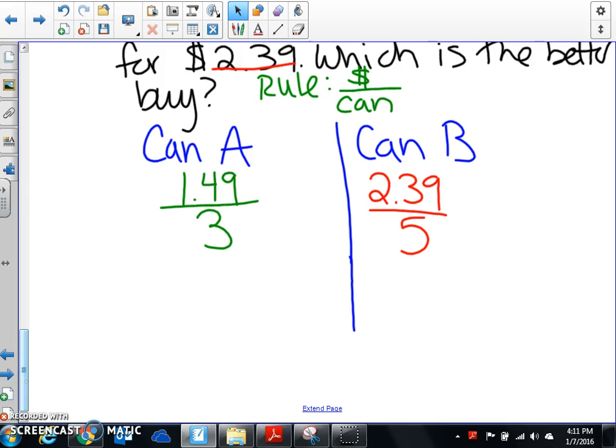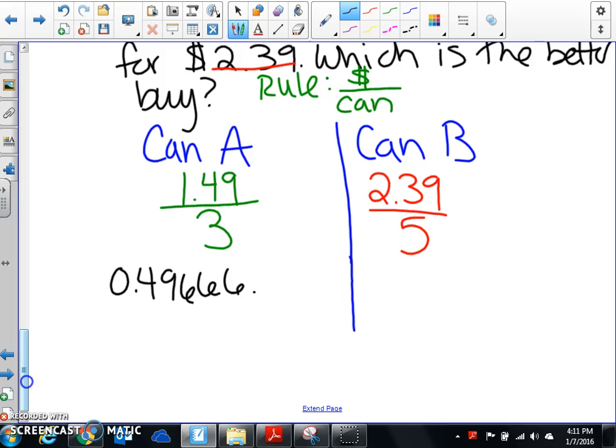$1.49 divided by 3 gives me 0.49666... Okay, money is always to the nearest hundredth. So I look at the second decimal place. That's going to pop up 49 to 50. So this is 50 cents per can.